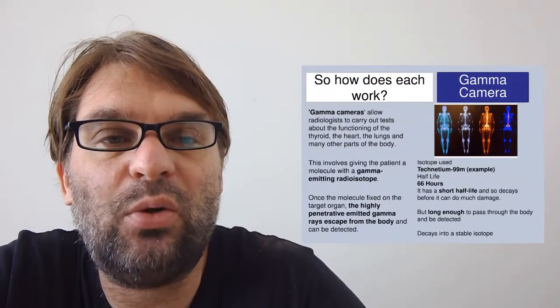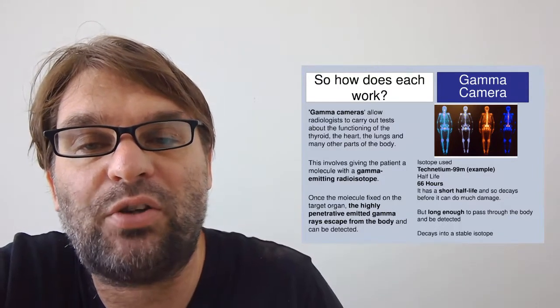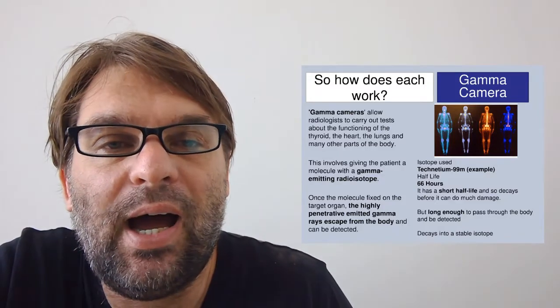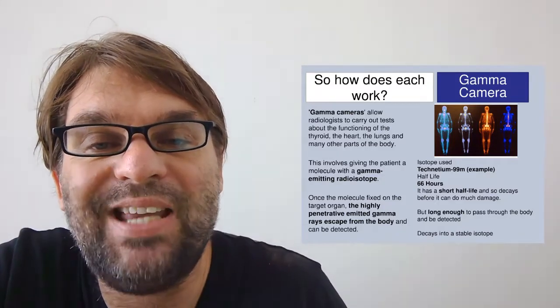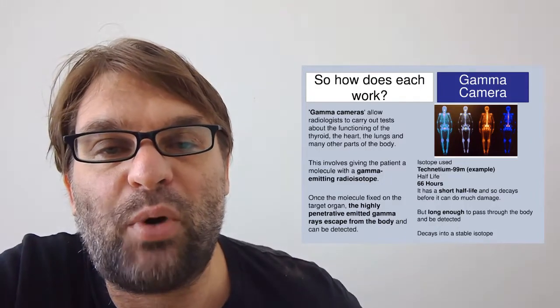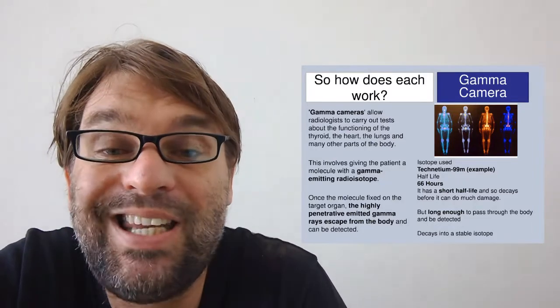So how does it work? Take the example of gamma radiation. If the radioisotope emits gamma rays, those gamma rays can be detected, and you can triangulate where there could be blockages or brain tumors, for example. This is why we use gamma-emitting radioisotopes like technetium.